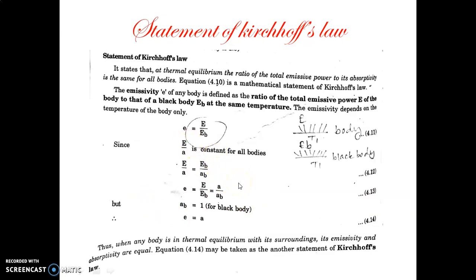For example, for some metal parts the emissivity may be 0.8, 0.9, like that. In this way we can define the emissivity. These two statements are important, and they are called Kirchhoff's law. Here we have completed this part. The remaining part we will discuss in the next lecture.